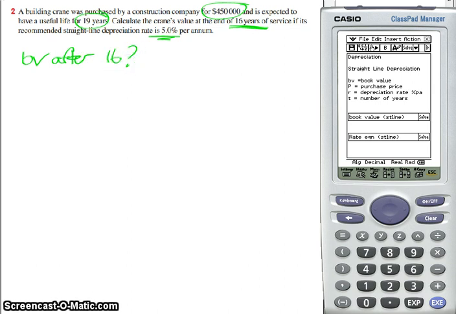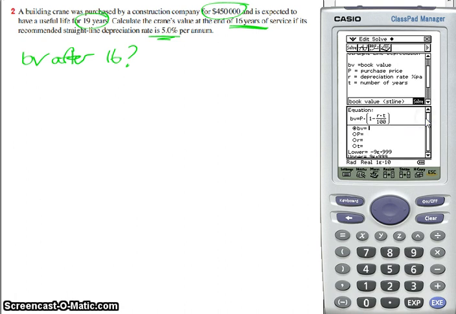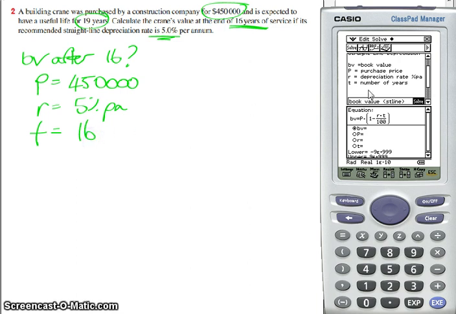I'm going to look at my book value rule here. So to do this, what I need to find is some variables. Do I have a purchase price? Yes, it's $450,000. Do I have interest rate? Yes, it's 5% per annum. Do I have a time period? Yes, after 16 years of service, so this would be time in years when we write that down. So basically I put in these 3 values over here.